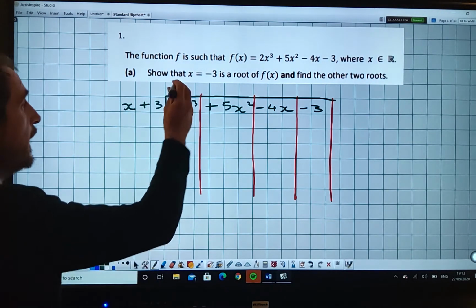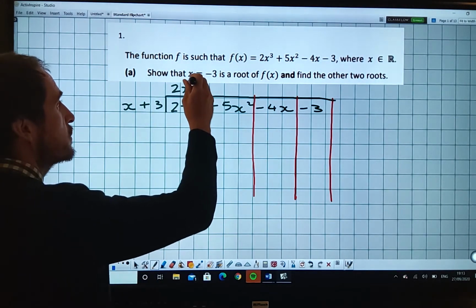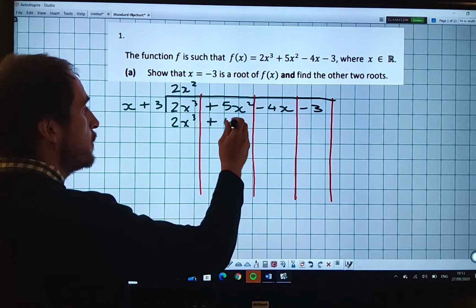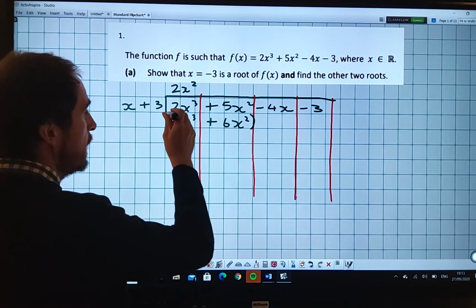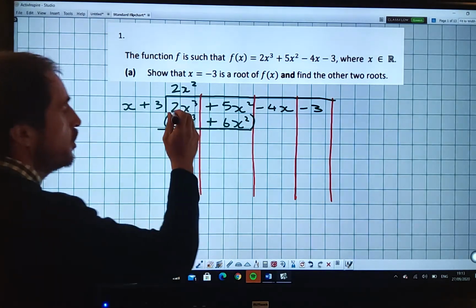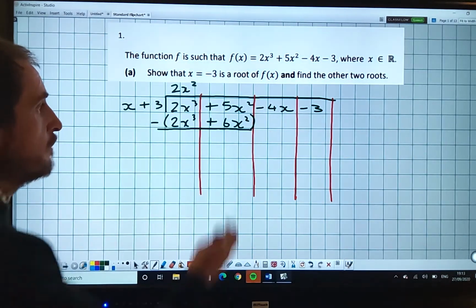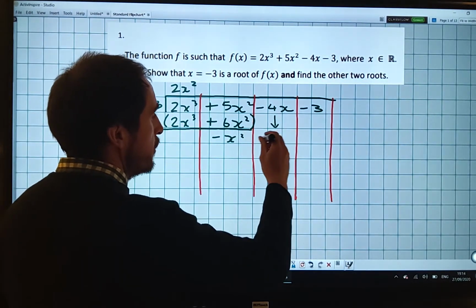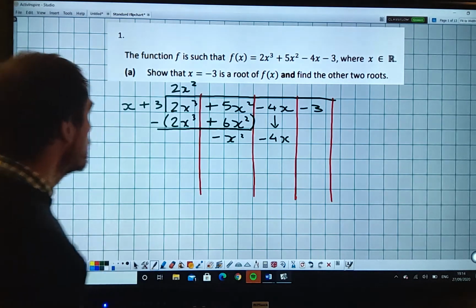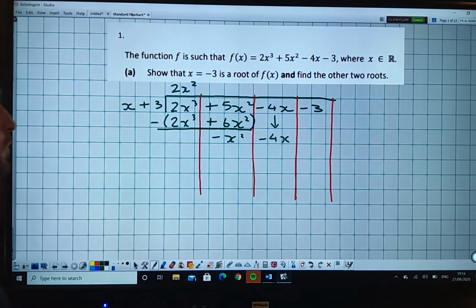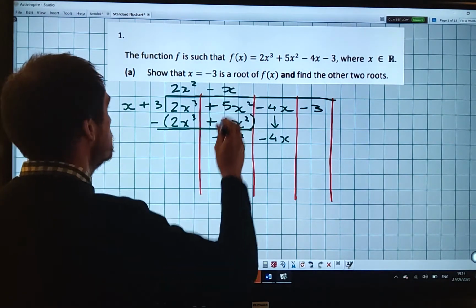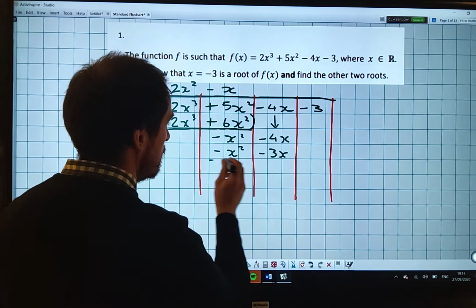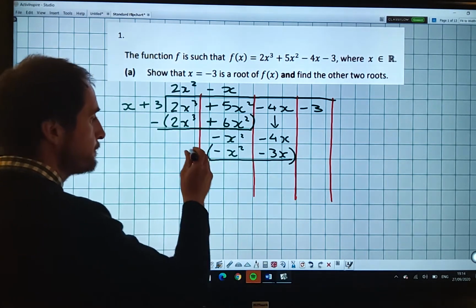So, x is multiplied by 2x squared. So that's 2x cubed plus 6x squared. And now I subtract that. 2x cubed minus 2x cubed is 0. 5x squared minus 6x squared is minus x squared. And I bring down minus 4x. So x into minus x squared, multiply it by minus x. So that's minus x squared minus 3x. And then I subtract that.